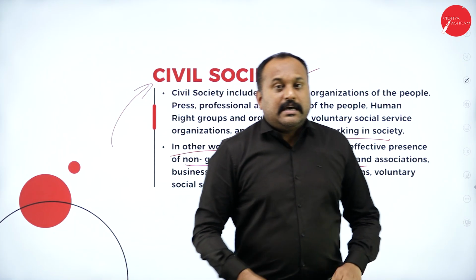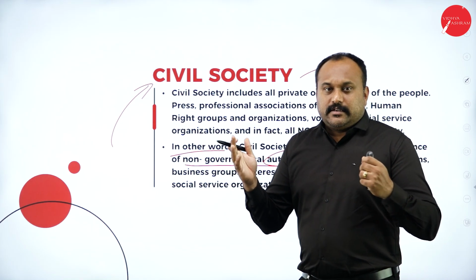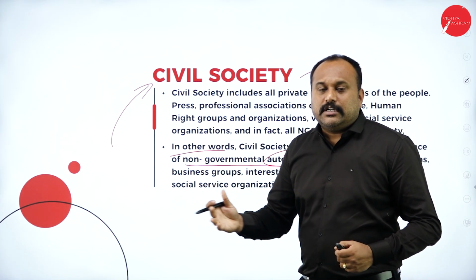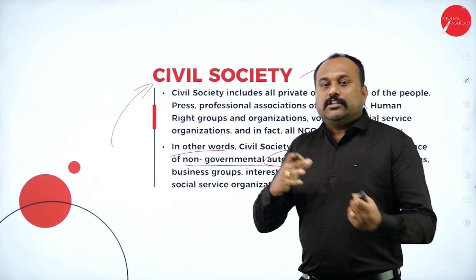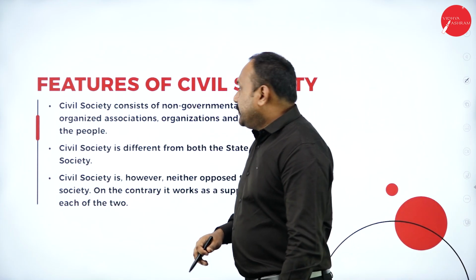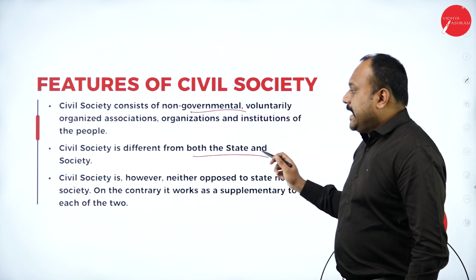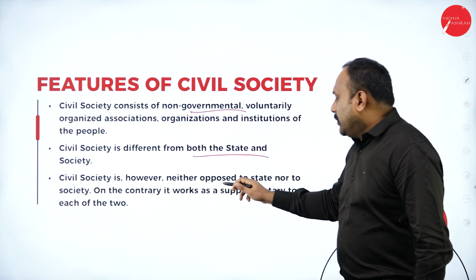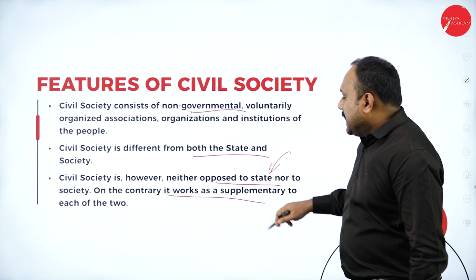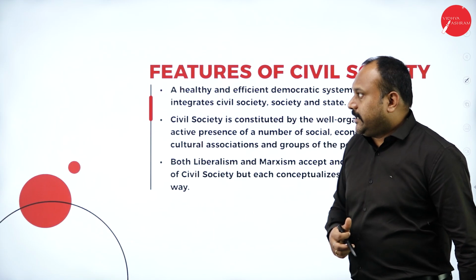They have a kind of objective, that is to uphold the government, to uphold the country, to uphold the people. They have their own perspectives and their own objectives to do something for the society. That is what civil society does. Features: it consists of non-governmental bodies, it is voluntary, and it is different from both the state and the society. However, it is neither opposed to the state nor to society. On the contrary, it works as a supplement to each of the two, that is central as well as state.